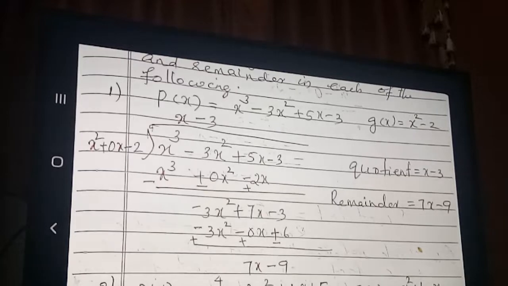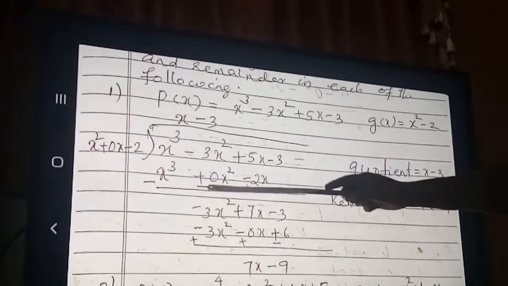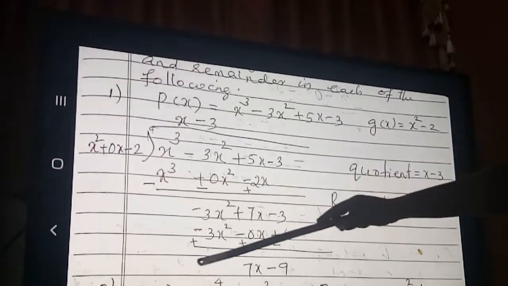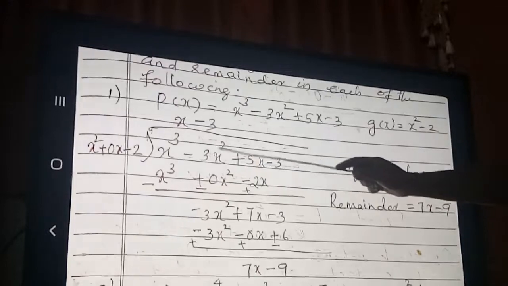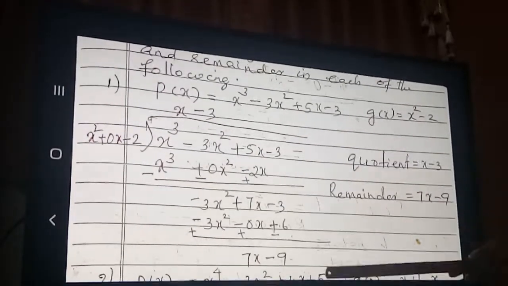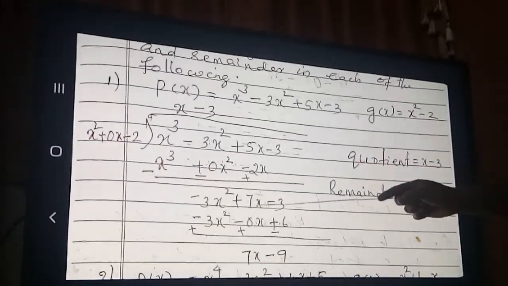Now next change the sign and add them. So here plus so minus, here plus so minus, here minus so plus. Okay, x cube minus x cube, 0 coming. And minus 3x square minus 0x square. 0 adding with any term, no change. So minus 3x square, 5 plus 2, 7x.